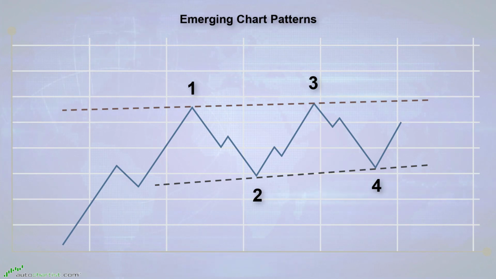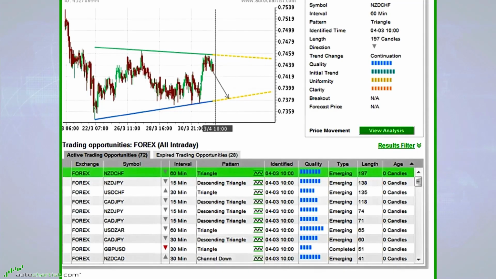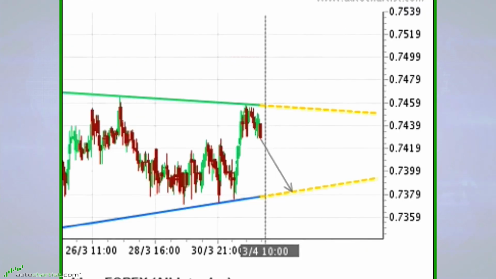When an emerging pattern is identified, price still trades between the support and resistance lines. If a pattern has completed, then it means the price has broken through the support or resistance line. Does it matter in which direction it breaks out? Yes, most definitely. The breakout has to happen away from the last turning point.